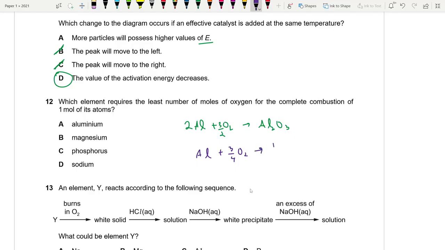Does this look good? I multiplied everything by half here. So 3 by 4 into 2 is 3 by 2. Yeah. And yeah, that's 3 by 2 on the right hand side. So we need, for aluminium, 3 by 4 moles of oxygen gas. Okay. Next, magnesium.